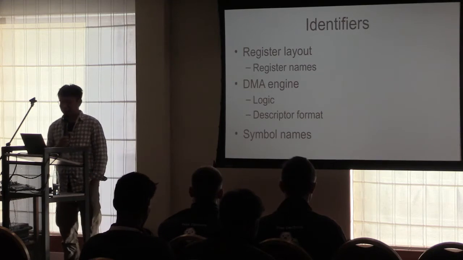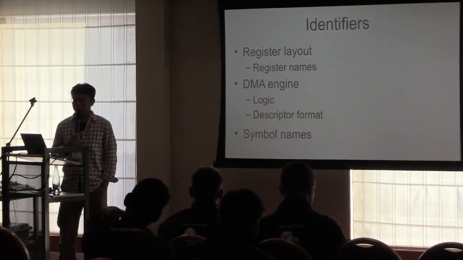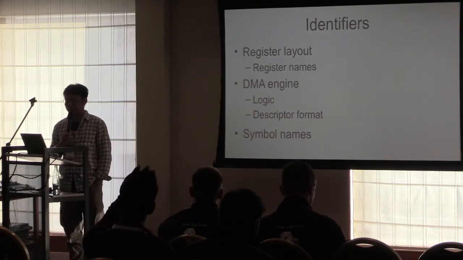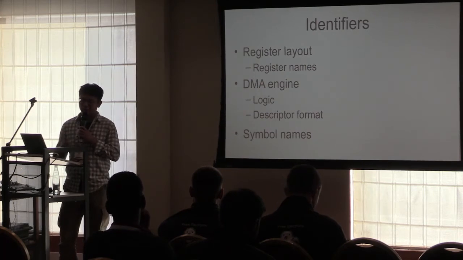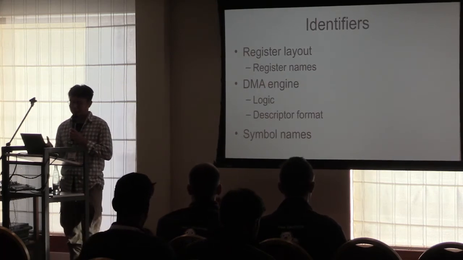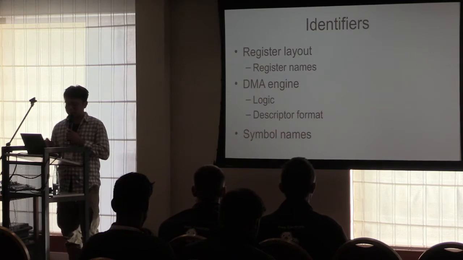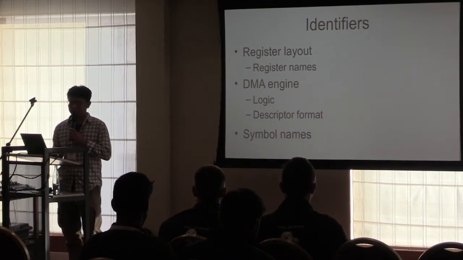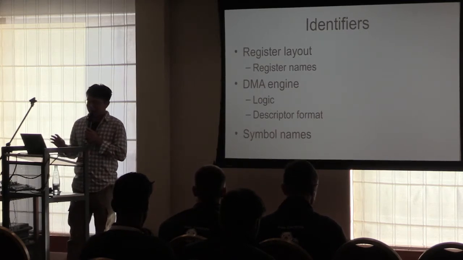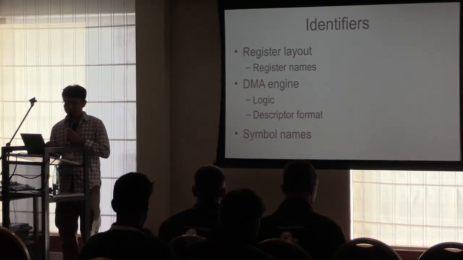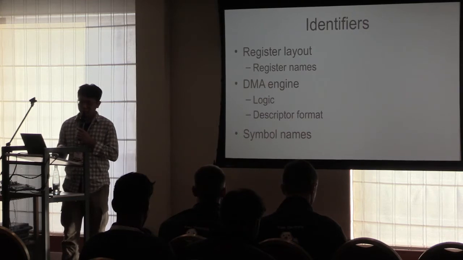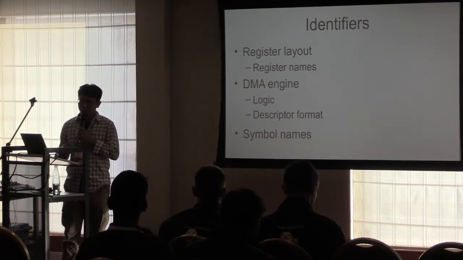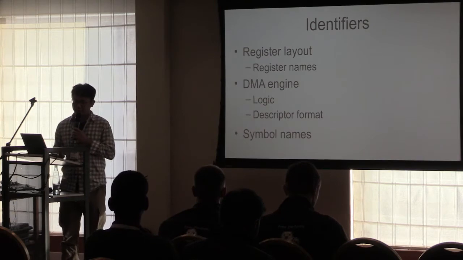For identifiers, typically, if you get a data sheet, you can look at register layouts or register names. Sometimes you will be able to map them one-to-one to a known example. If your hardware has a DMA engine embedded inside, the DMA logic might be specific to this controller, or the descriptor format might be specific to this controller.